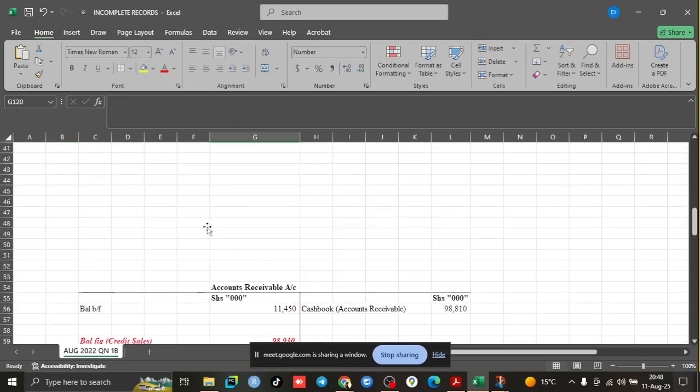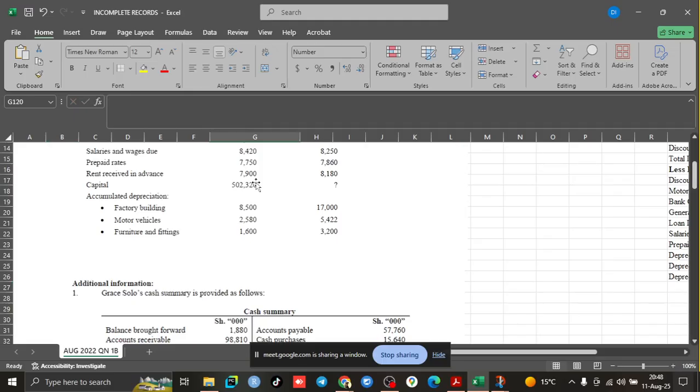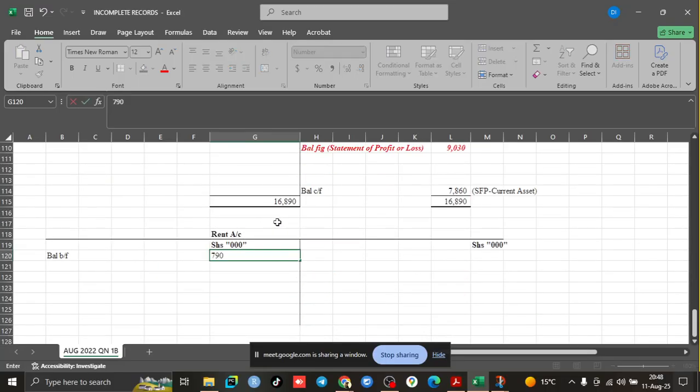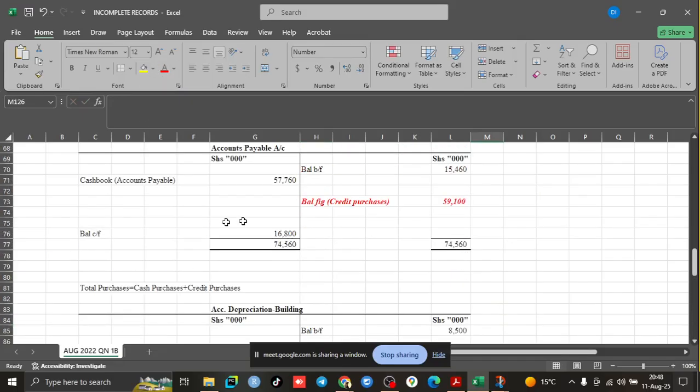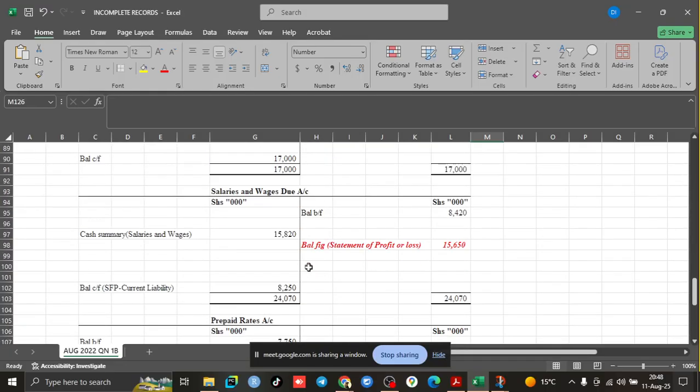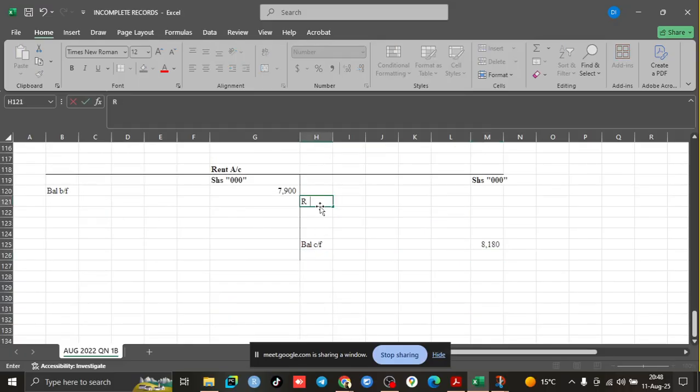So balance brought forward for rent in advance is 7980, balance carry forward 8180. So alafu we have the rent yenye ilichajiwa kwa cash summary. Rent ya cash summary ni 13700. Tupate the carry forward value.